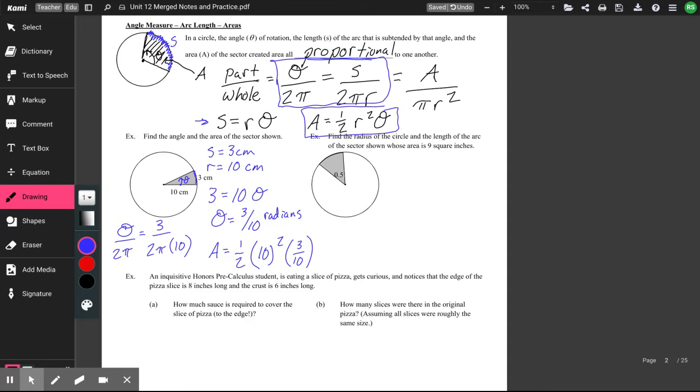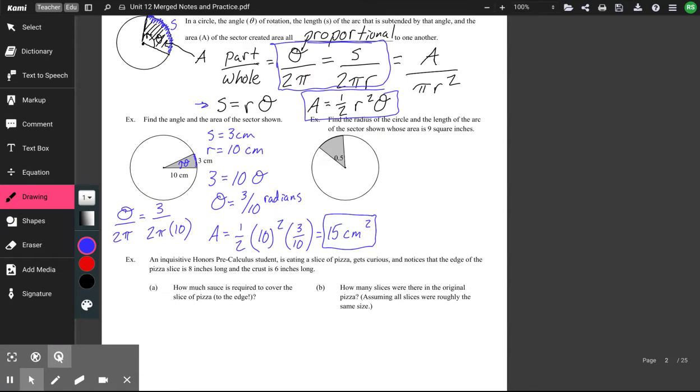So this would give us 10 squared is 100 over 2 is 50. 150 over 10. I think that sounds right. I'm doing it all in my head here. That sounds reasonable. 150 over 10 simplifies to an area of 15 centimeters squared.